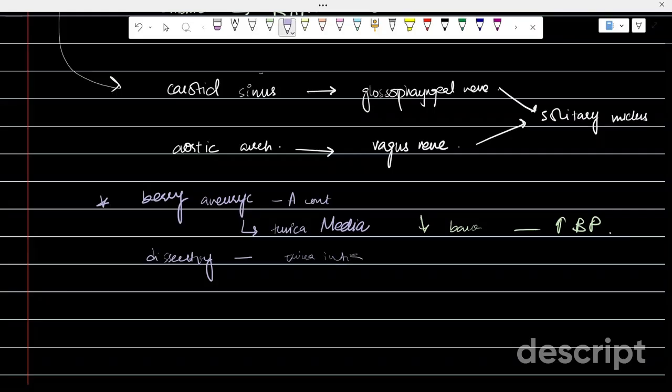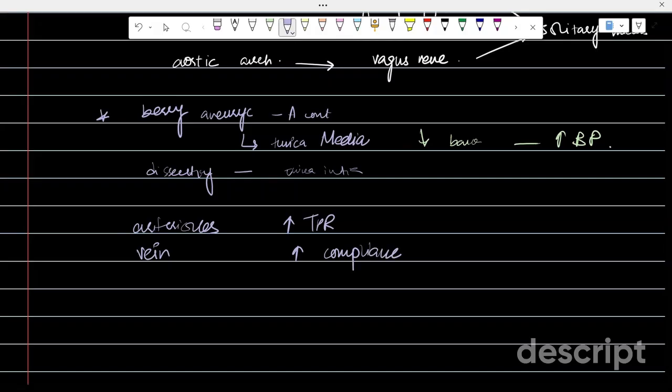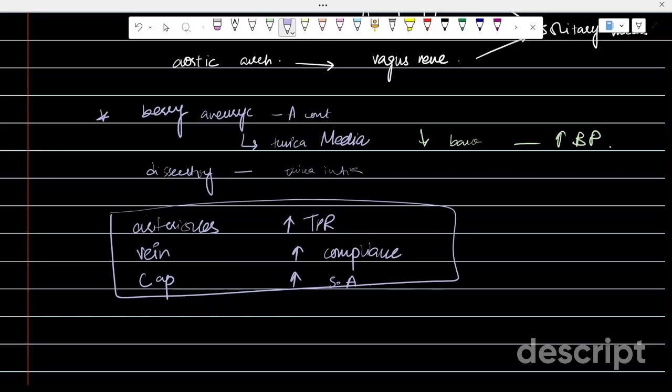If we're talking about arteries, I would also like to mention that arterioles are the ones which have the maximum peripheral resistance. Veins have the maximum compliance, and capillaries have the maximum diffusion rate or surface area. These are also important MCQs.